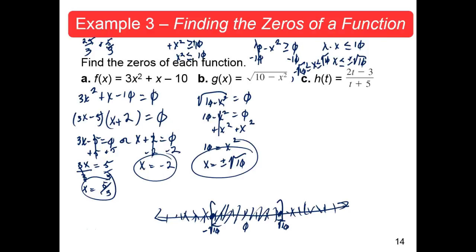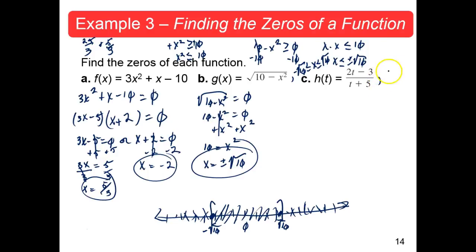Okay, the denominator can't be 0, so the denominators are what we worry about. If that were just 5 here, we aren't going to worry at all, because 5 is not ever equal to 0. It's 5, it's not 0. But when you have the variable in the denominator, that's where you worry. So what do we have to do?